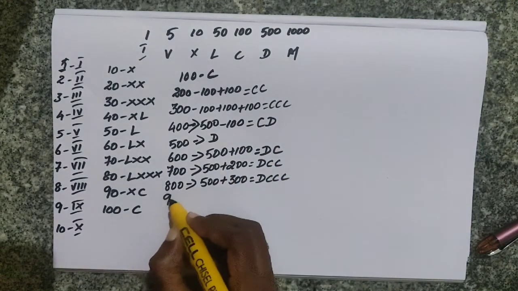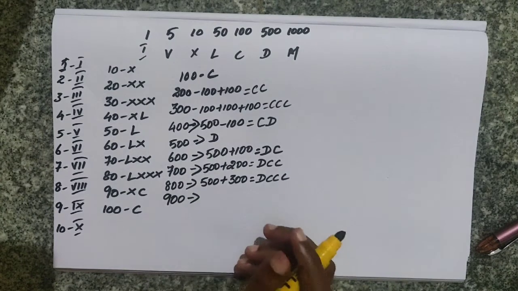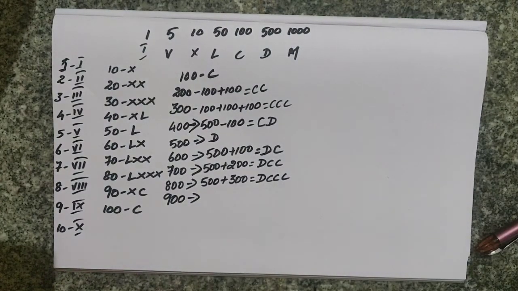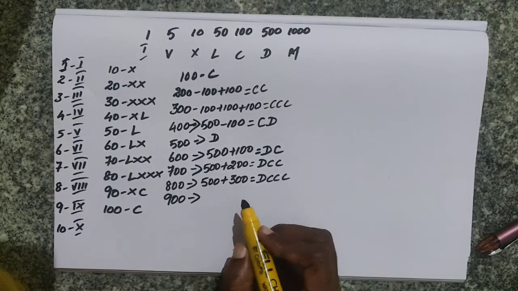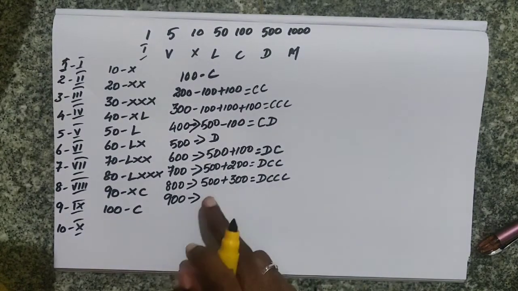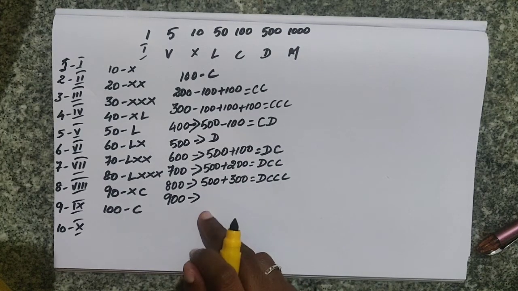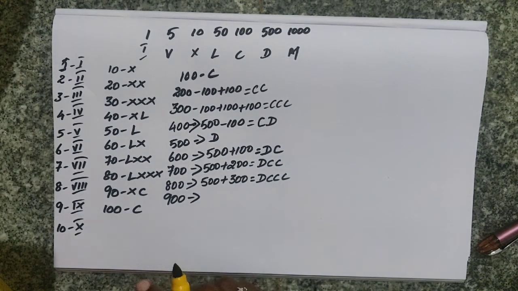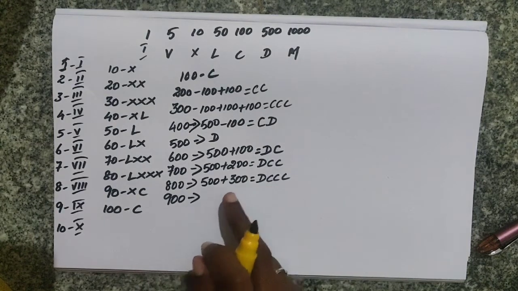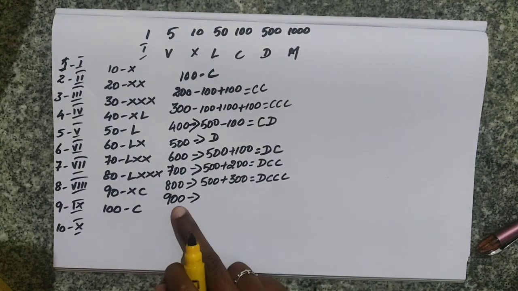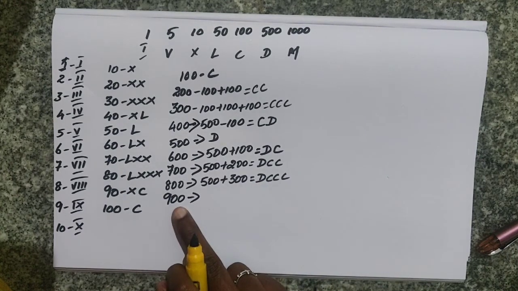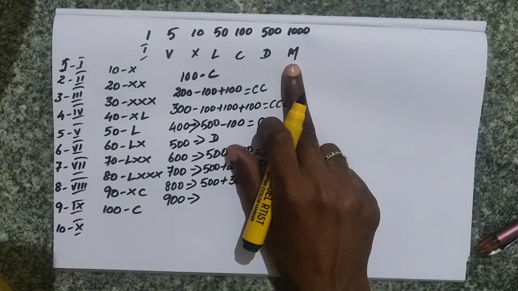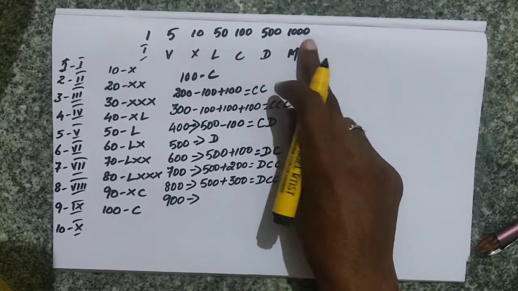Okay, now for 900 we cannot write 500 plus 400. If you write 400 you have to repeat 100 four times, and according to the rules we cannot repeat four times. You can repeat only 3 times. So now we have to go for the subtraction rule. The addition rule is not possible, so for subtraction you have to go higher than this D and C. Higher than 900, the next Roman numeral is 1000.